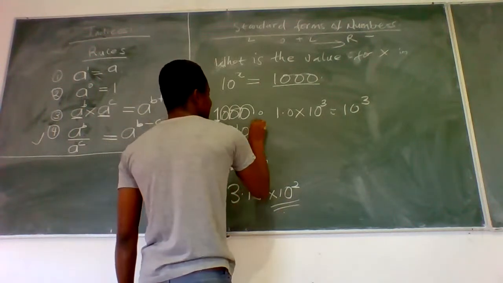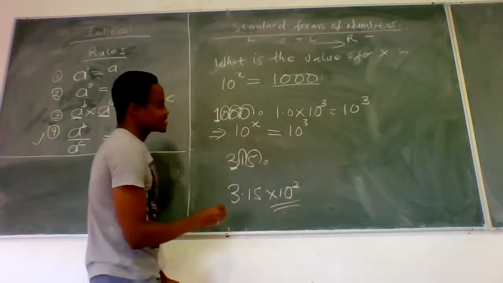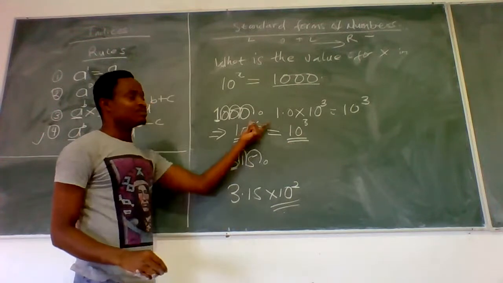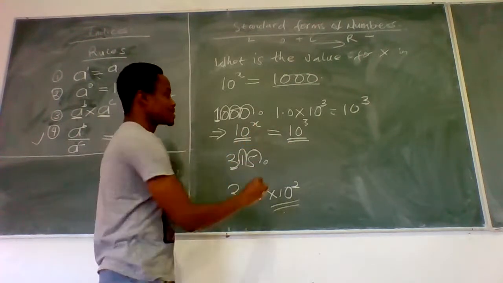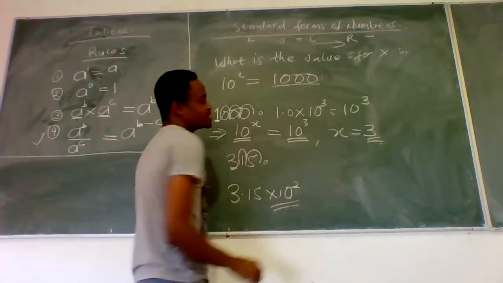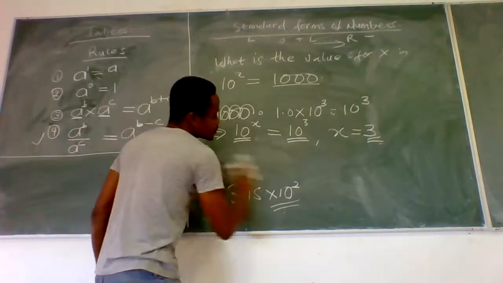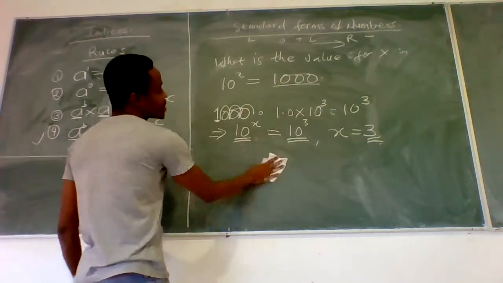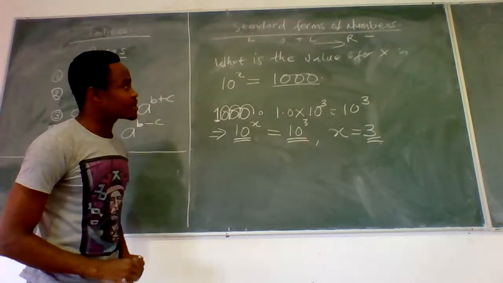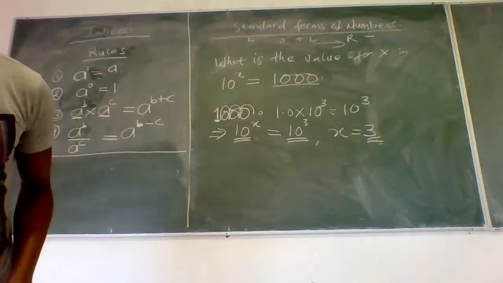So you have 10 exponent x equal to 10 exponent 3. And since the bases are the same, then the powers should also be the same. So our x is equal to 3. And this mostly comes in objective. So it's about you knowing your decimal places and powers of numbers. Okay, it seems you are dealing with positive. Let's take one example where we move to negative.